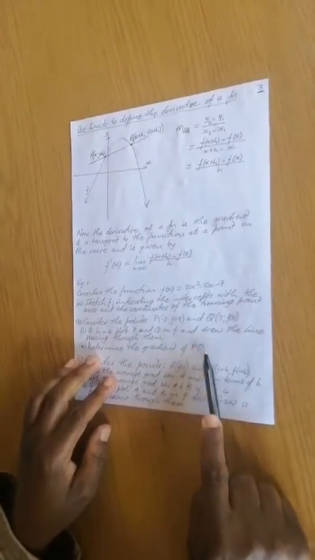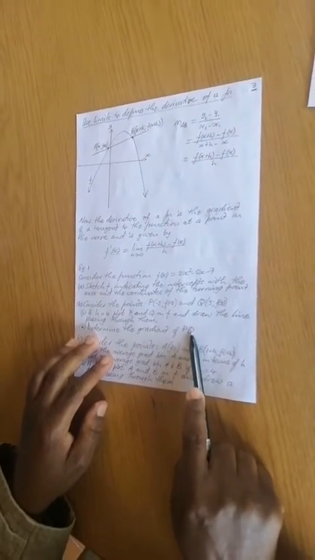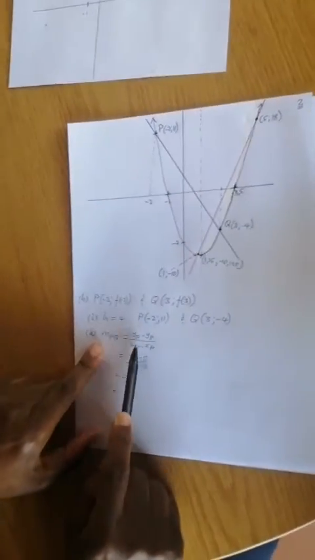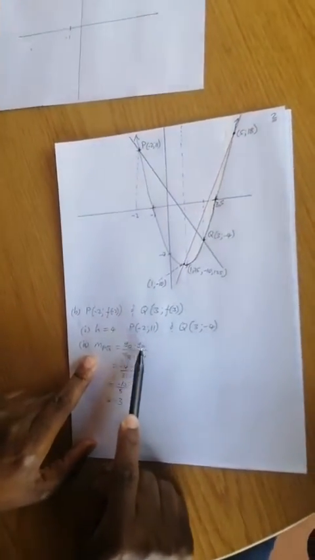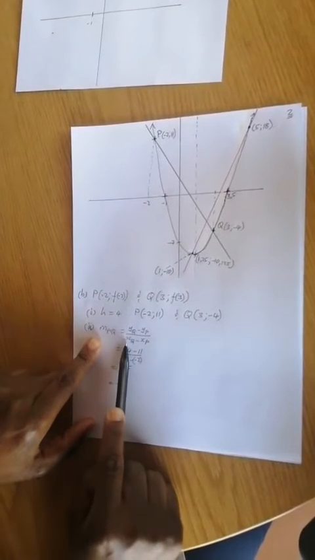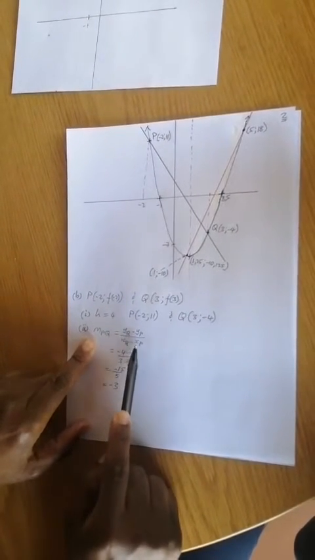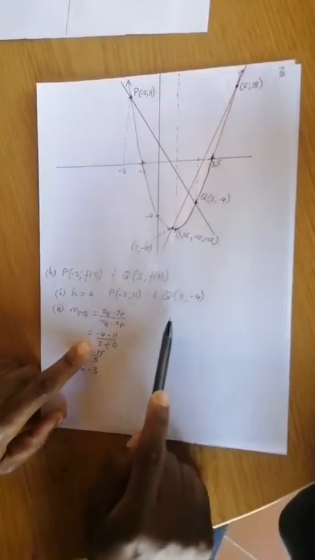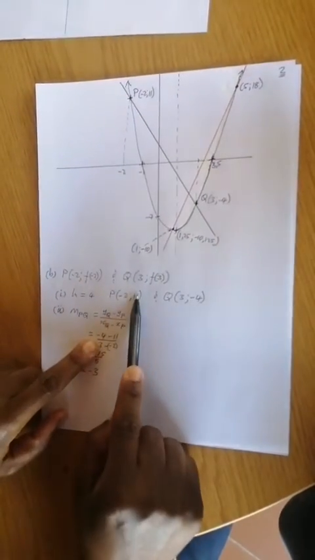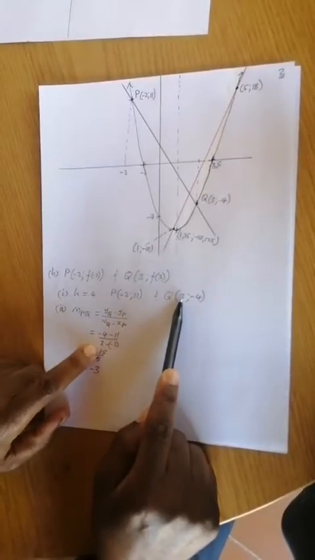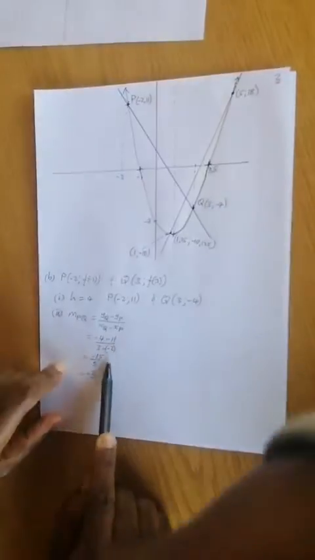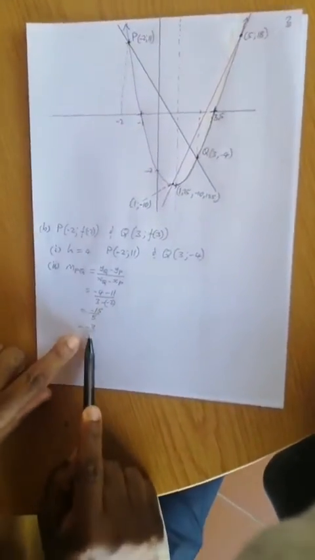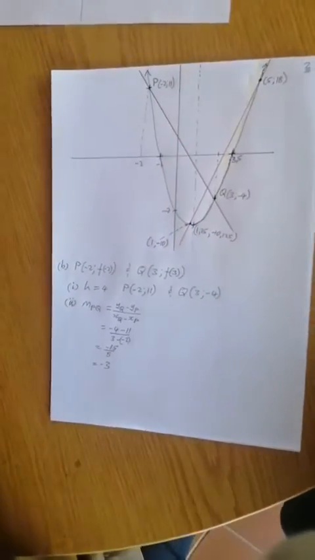Then part 2 says, determine the gradient of PQ. The gradient of PQ is defined by y at Q minus y at P, all over x at Q minus x at P. Now we have these two. This is -4 minus 11, over 3 minus -2, which gives us -15 over 5, which is -3.